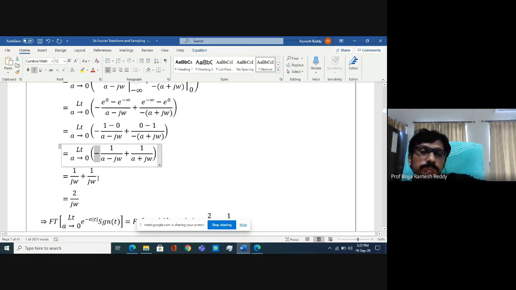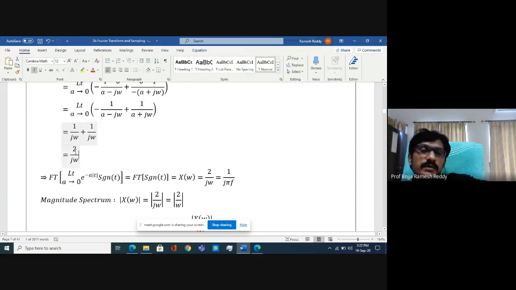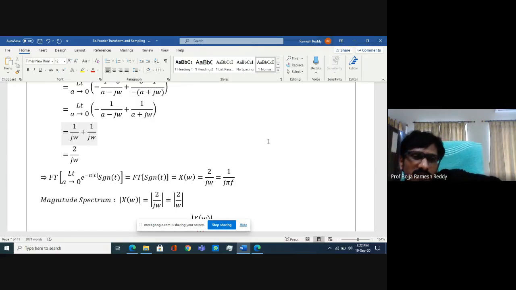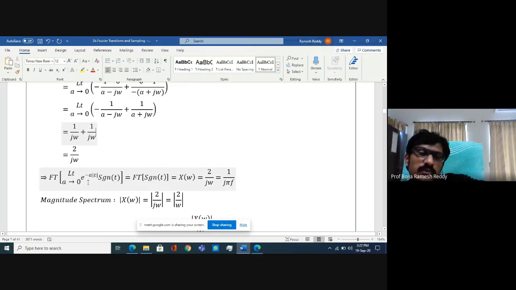Okay. Now it is limit a tends to 0. Put a equal to 0 here, what happens? If a is 0, minus j omega, minus into minus, plus 1 by j omega. Here 1 by j omega plus 1 by j omega gives 2 by j omega. It is the frequency domain, the Fourier transform of limit a tends to 0 e power minus a modulus of t sgn of t.